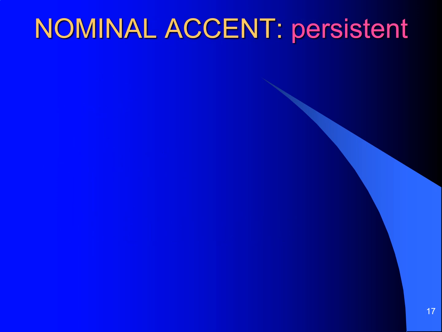With nominals, though, the accent is persistent. Now you'll remember that nominals are nouns, pronouns, adjectives, and articles. So in those words, the accent has one vowel that it likes, and it wants to stay there. Each word is going to be different, and to find out which syllable or which vowel that particular nominal likes to have accent, you're going to look it up in the lexicon or in the dictionary, and that will tell you.